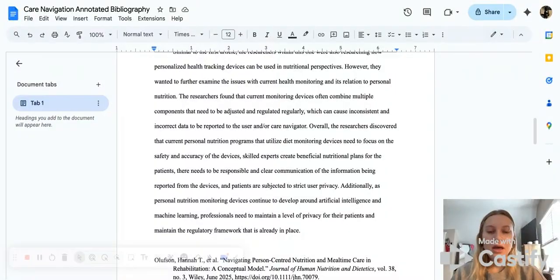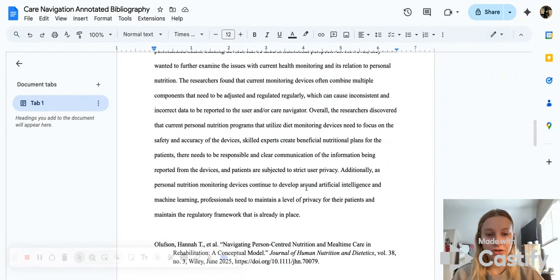to have. Overall, they did discover that the current personal nutrition programs that are utilized in diet monitoring devices do need to focus on the safety and accuracy of the devices. Skilled experts create beneficial nutritional plans for the patients, and there needs to be a responsible and clear communication of the information being reported from the devices, and patients are subjected to strict user privacy.